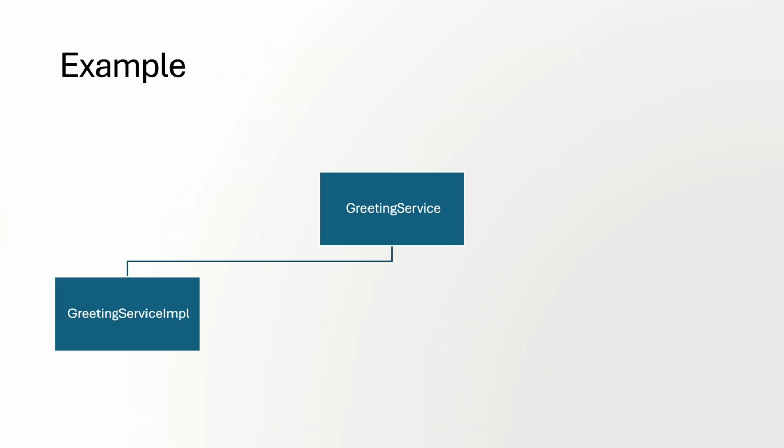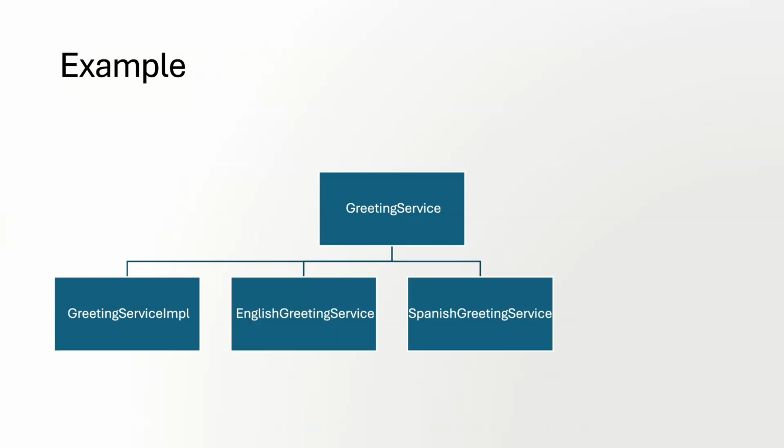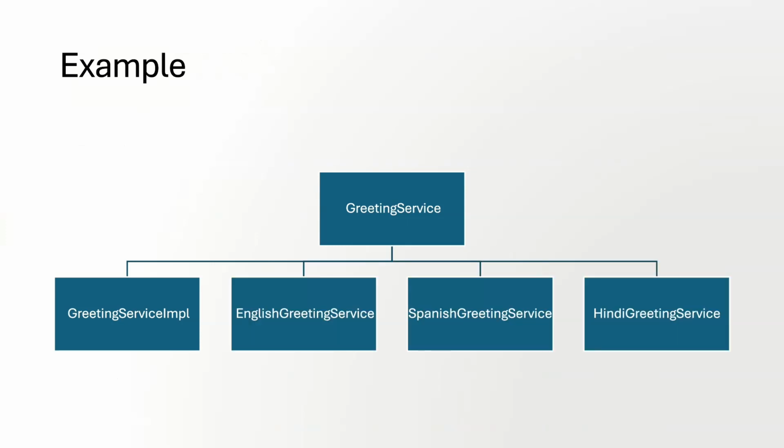In previous videos, we only provided a single implementation for greeting service, which was greeting service impl. Suppose we now introduce multiple implementations, such as English greeting service, Spanish greeting service, and Hindi greeting service. How will Spring Boot determine which service to inject? What will happen? Today, we will explore the challenges and solutions that arise when our application context includes multiple implementations. Let's dive in.